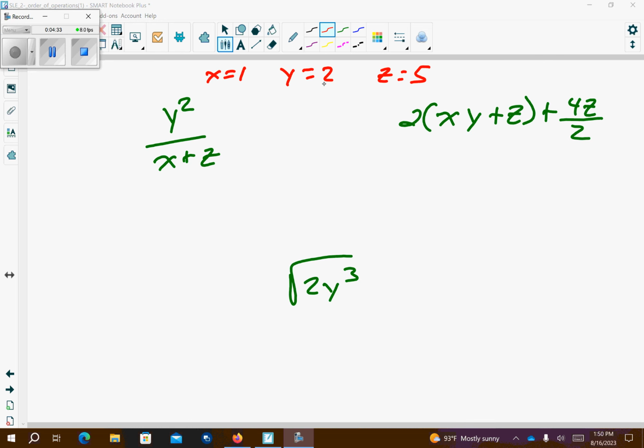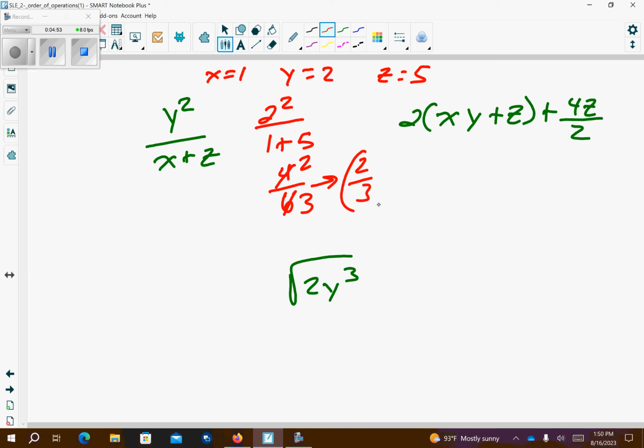Now we're going to substitute in. I don't have the slide for this, I'm sorry. But we're going to have y is 2, so I'm going to get 2 squared. And then x is 1, z is 5. 2 squared is 4, and then I get 4 over 6. Let's reduce the fraction. 2 goes into both, so you wind up with 2/3 for an answer.